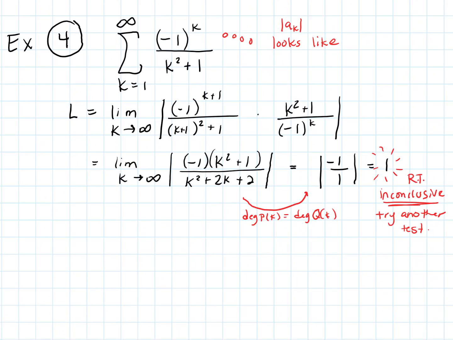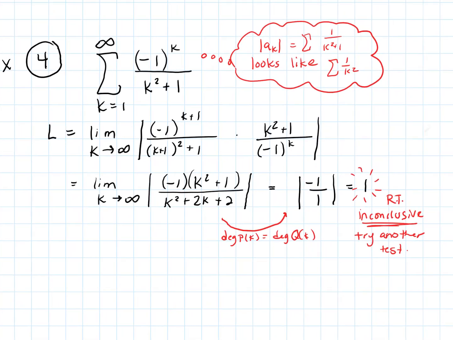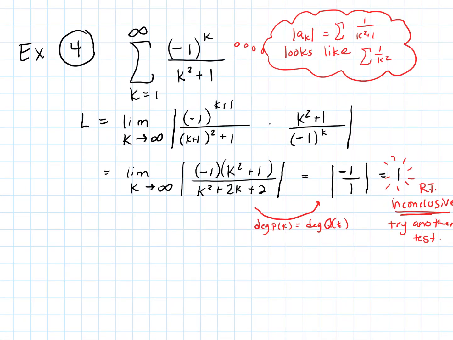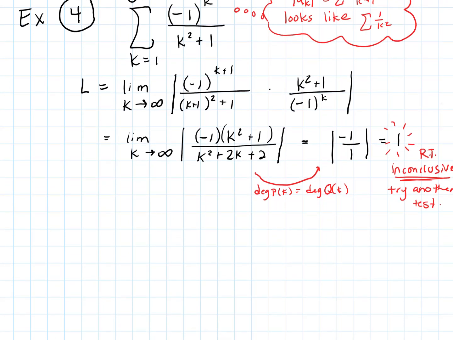The absolute value of a sub k, which is just 1 over k squared plus 1, looks like 1 over k squared, which is a p series. So this is what's going on in my head. I'm saying it looks an awful lot like a p series. I think a better route here would actually be the comparison test. So let's go that route.